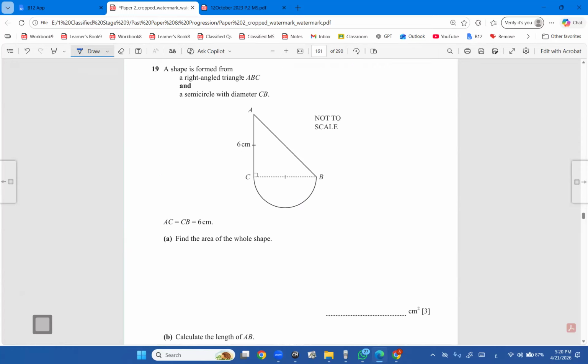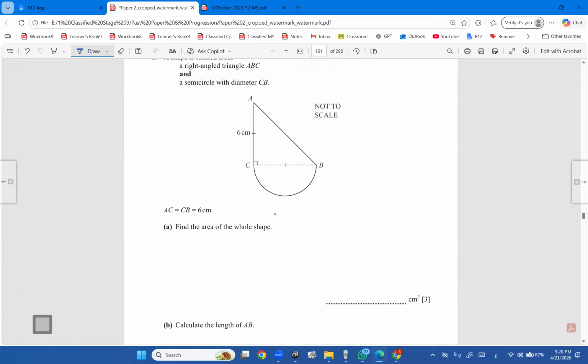A shape is formed from a right-angled triangle, ABC, and a semicircle with CB diameter. Find the area of the whole shape. So I need first to find the area of the triangle. So area of the triangle equals base times height over 2. The base is what? They told you that this is equal to this. So the base is 6 centimeters as well. So it is 6 times 6, base times height, which is 36 over 2 equals 18 centimeters squared. This is the area of the triangle.